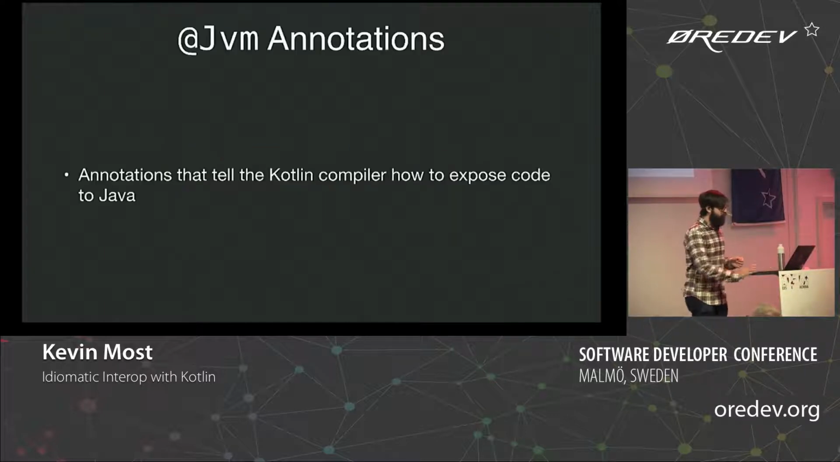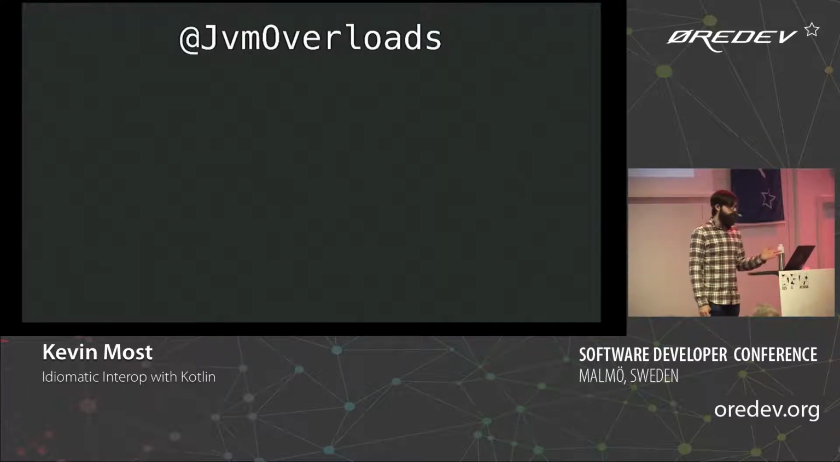The JVM annotations are annotations that you put on Kotlin, and they tell the Kotlin compiler how that code should look in the generated bytecode, the bytecode that Java sees. So the first annotation I'll go through quickly. Most users of Kotlin probably already know about these, but I'll run through them quickly. There's the JVM overloads annotation.